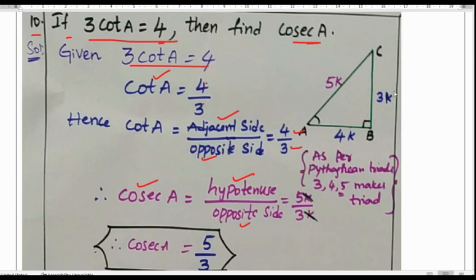If the opposite side is 3k and adjacent is 4k, obviously hypotenuse will become 5k based on Pythagorean triples. So hypotenuse is 5k, and the side opposite to A is 3k. So 5k by 3k is nothing but 5 by 3, which is cosecant A.